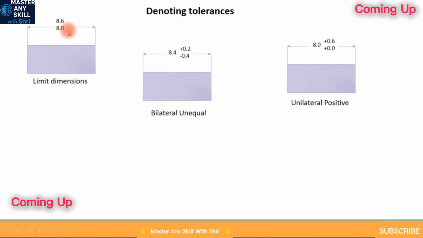Other ways of writing the same thing in a different manner are unilateral positive, unilateral negative, when we want the nominal dimension to be different. First, we will understand the concept of tolerance, why is tolerance needed, and what are variations on manufactured parts.